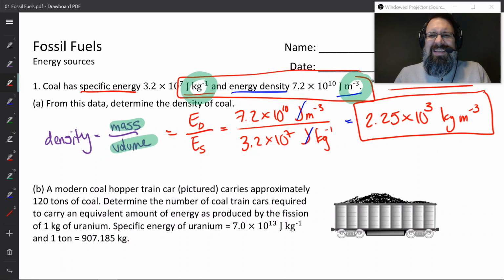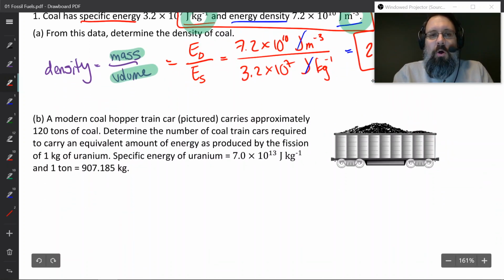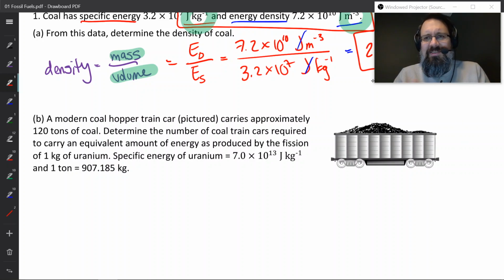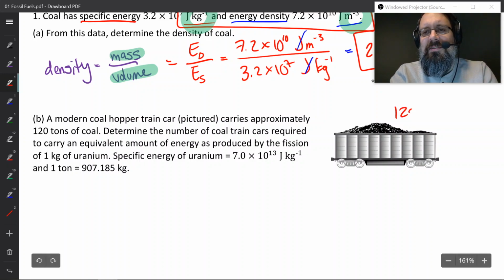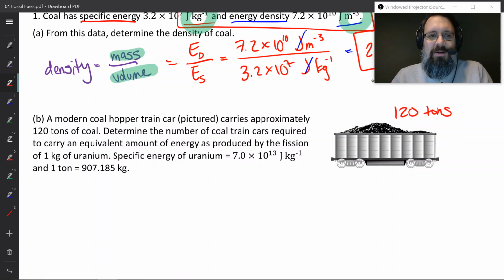All right, so this is just math on a piece of paper. But I thought let's try to make this make more sense, more visual, so we could imagine it better. This is a coal hopper train car. If you've ever been down to the train tracks, you've seen tons of these go by. Here in Lawrence, when you look at the trains go by, you just see train after train after train carrying tons and tons of coal. About 120 tons of coal fits inside one of these coal hopper train cars.